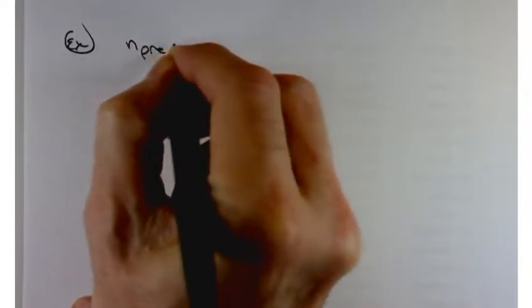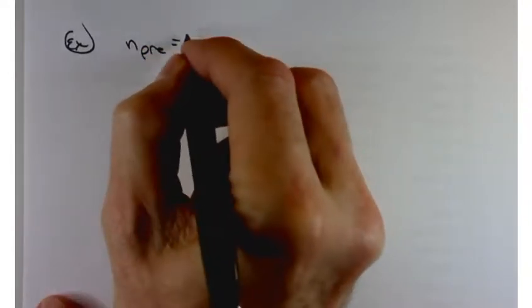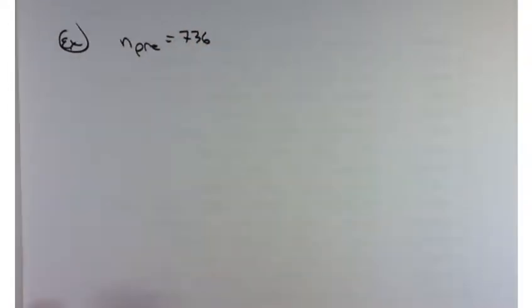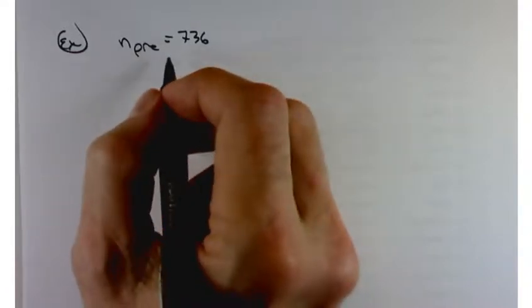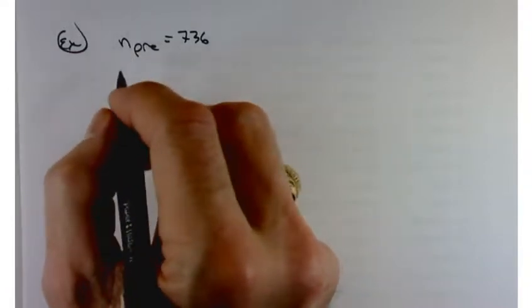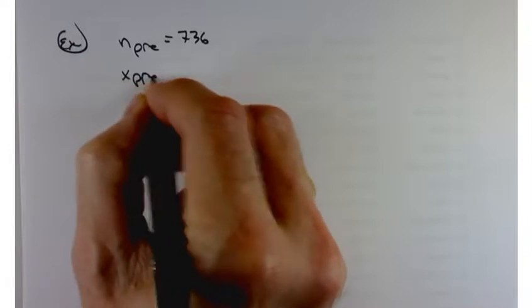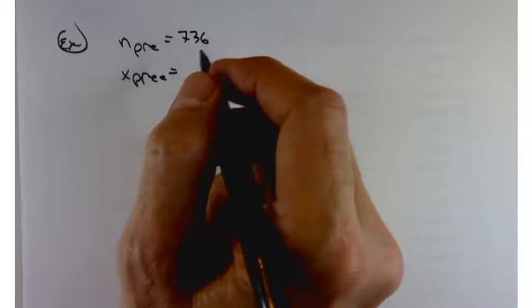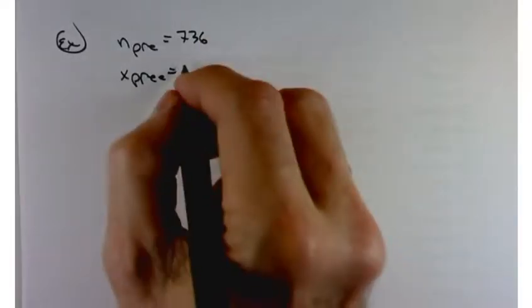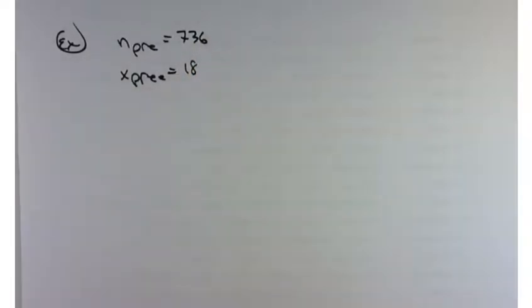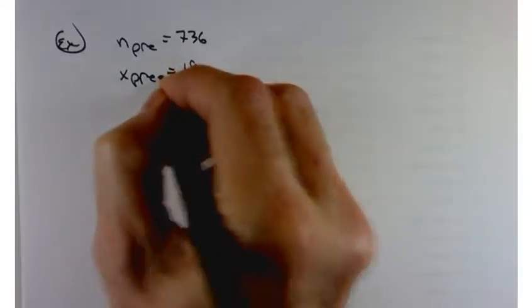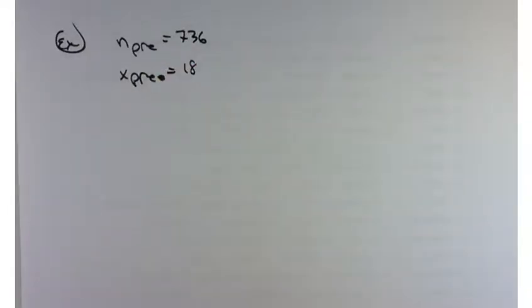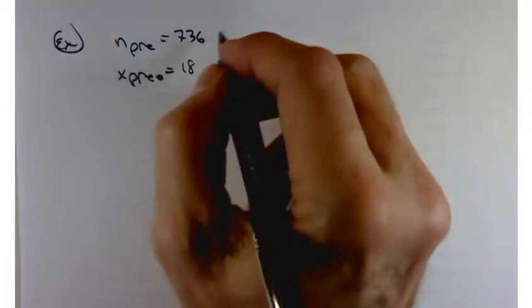We'll call it N sub pre. They had 736 samples that they looked at of blood lead levels before the water crisis. And X sub pre was 18. Of those kids, 18 had high blood levels of lead.